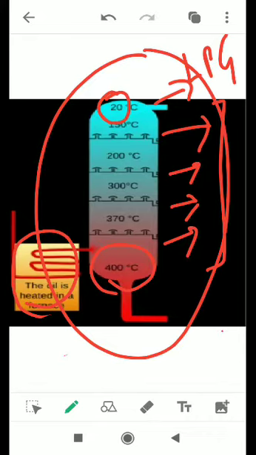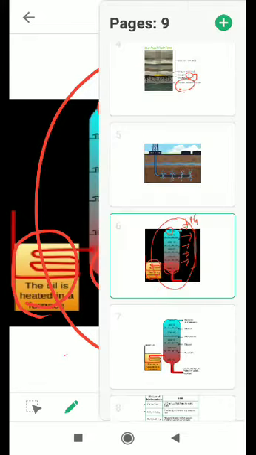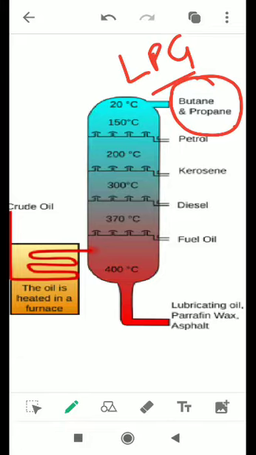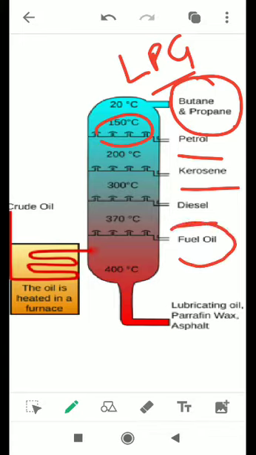Now let us see the uses of petroleum, and again let us see the various fractions which we obtain from it. See, these are the fractions. Butane and propane, a mixture of these two. LPG is the mixture of butane and propane. The next fraction, at 150 degrees Celsius, is the petrol, then kerosene, then diesel, and fuel oil.